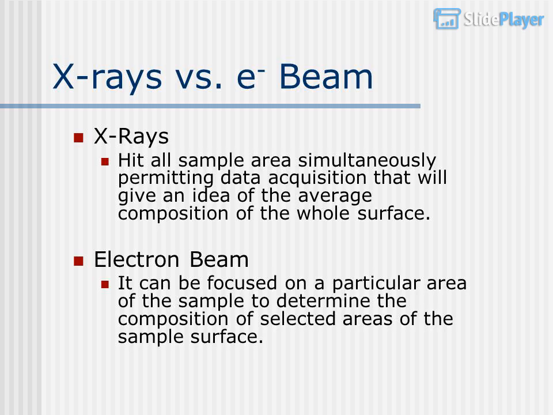X-rays versus electron beam. X-rays hit all sample area simultaneously, permitting data acquisition that will give an idea of the average composition of the whole surface. Electron beam: it can be focused on a particular area of the sample to determine the composition of selected areas of the sample surface.